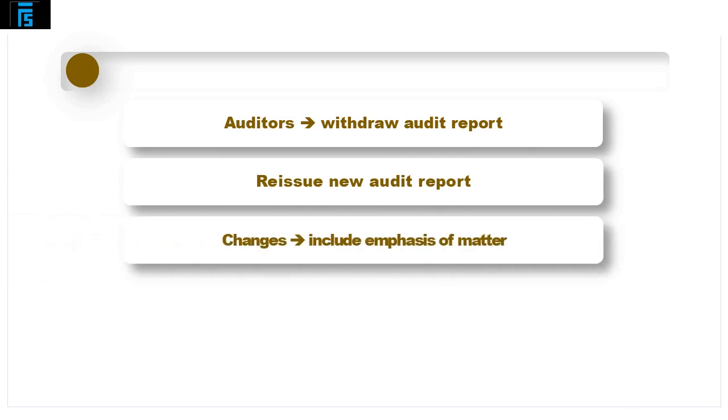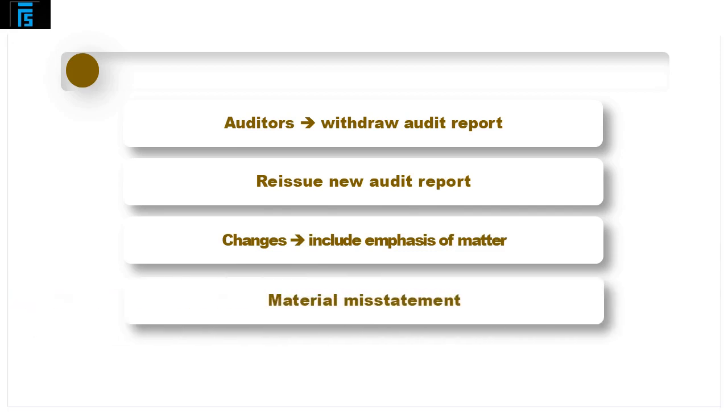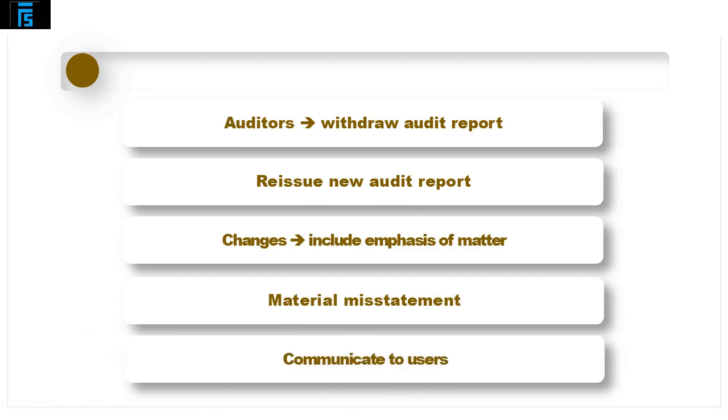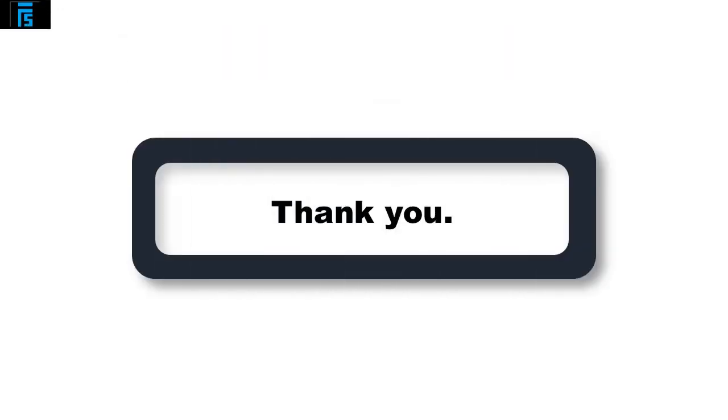If the management have made the changes to the financial statements, the auditor will issue a new audit report with the new date signed. They will also modify it with an emphasis of matter paragraph that highlights that the audit report has been reissued. If management refuse to make necessary changes, the audit report should be modified with a qualified opinion due to a material misstatement. This information must be communicated by the auditors to ensure the users are aware of the events not disclosed.